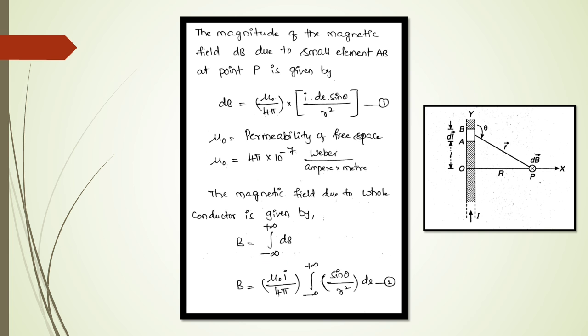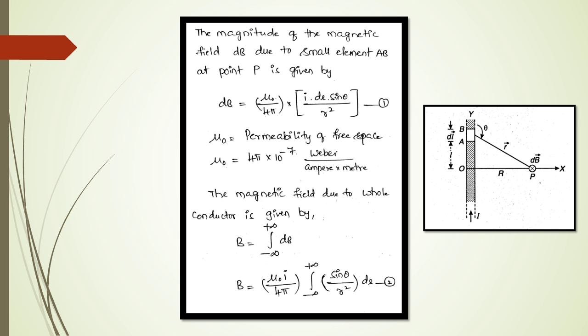As we know, according to Biot-Savart law, the magnetic field produced due to any current carrying conductor, let us assume that it is dB. So dB is proportional to the current I, the length of the element and sine theta, and inversely proportional to 1 by r square. So we write the magnetic field due to the small length element AB at point P, that is dB, equal to mu naught by 4 pi into I dl sine theta divided by r square.